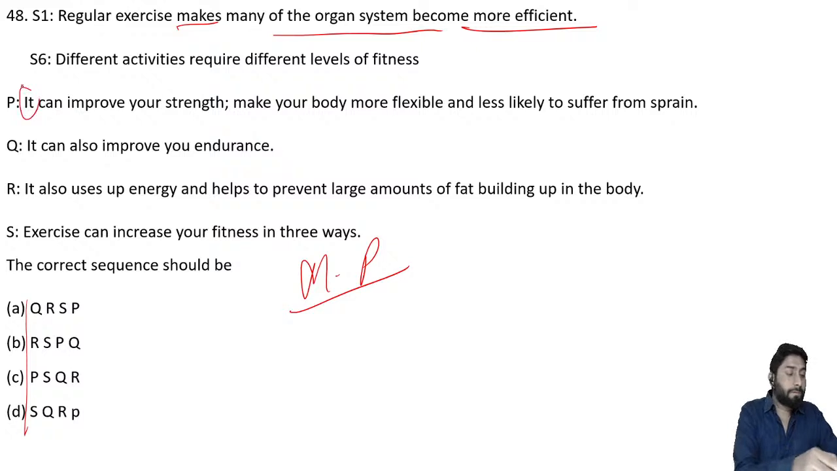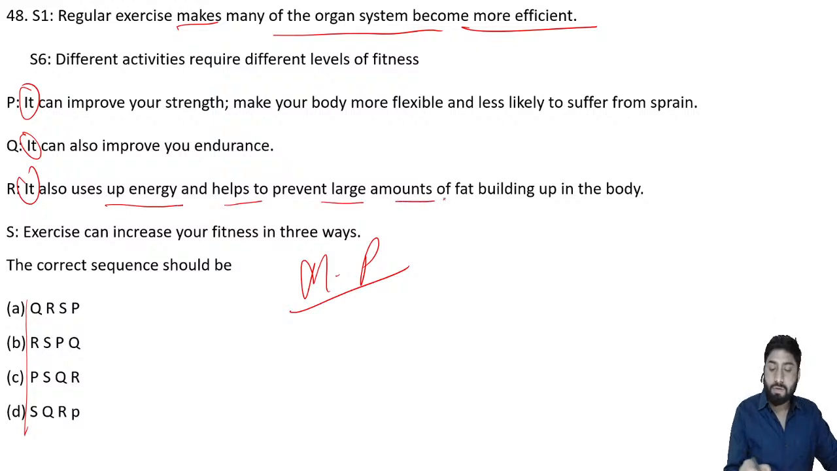It can improve. P, it also. So it can, it also, right? So that's the thing. Regular exercise makes many of the organ systems become more efficient. It also uses up energy and helps prevent the large amount of fat building up in the body. It can also improve your endurance. It can improve your strength, make your body more flexible and less likely to suffer from sprain. Exercise can increase your fitness in three ways. See, three ways, right?